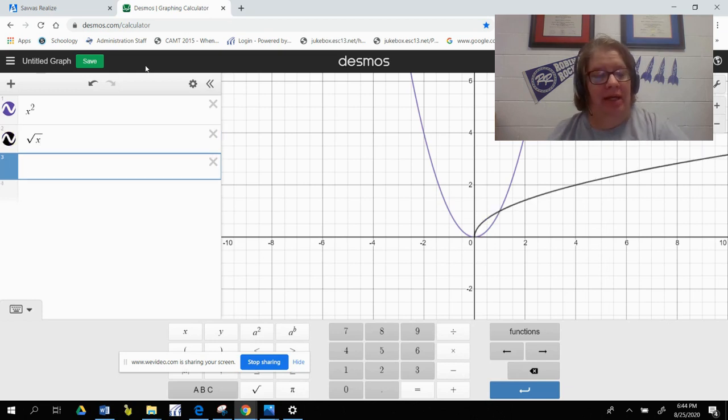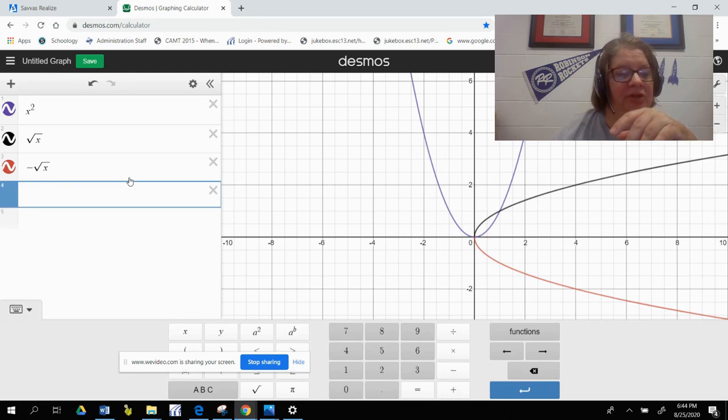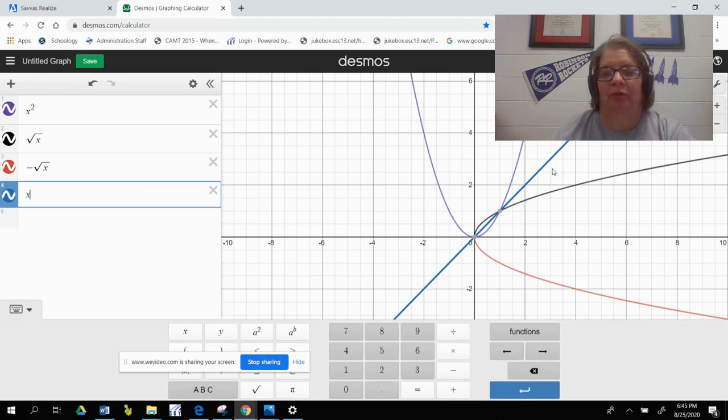But what happens if I add negative square root of x? Now I have the whole thing. Now we've taken that parabola and flipped it across. What do we say that line is? Every function and its inverse are reflected across the line y equals x. You can see it goes right through the middle, right? This y equals x is the line of symmetry.